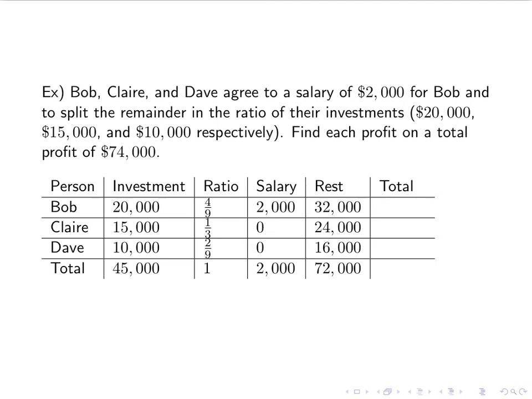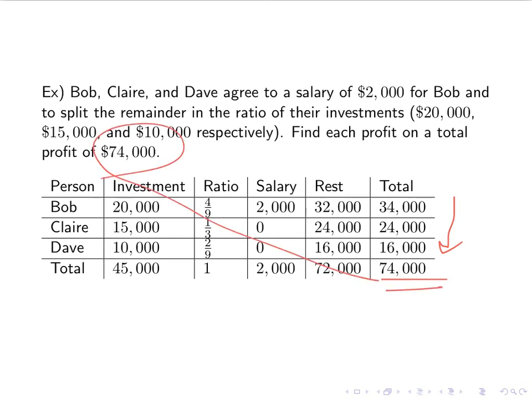Okay, so once I have that, again, for the total, I'm just going to add those two together, add those two together, add those two together. And then to make sure that what I'm doing is correct, I'm going to add these three and make sure it's also the 74,000. Okay, so you always want to check your work. Again, always make sure your answers make sense. Did I account for the whole 74,000? Okay.